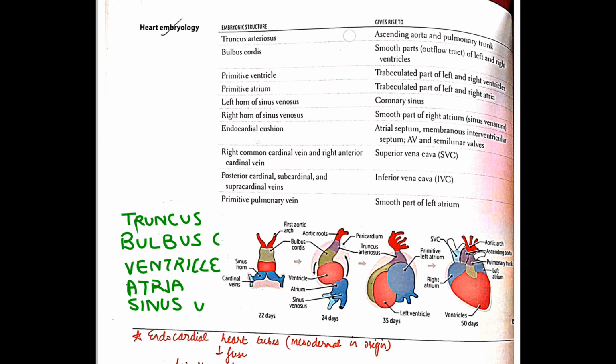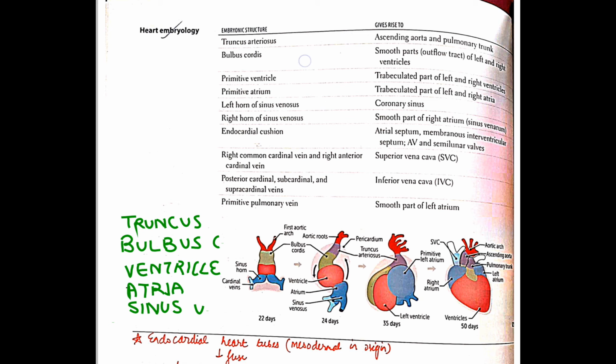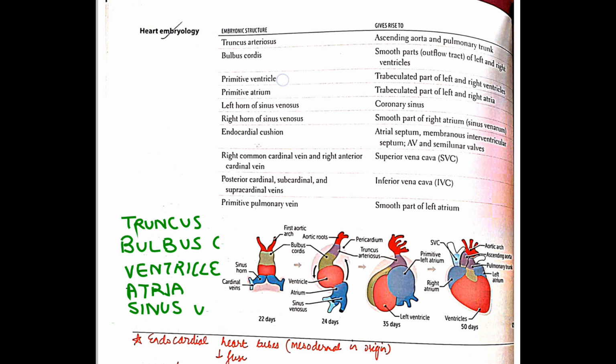So truncus will give rise to the ascending aorta and pulmonary trunk. Bulbus cordis: smooth parts of ventricles. Primitive ventricle: trabeculated parts. Primitive atria: trabeculated parts. Left horn: coronary sinus. Right horn: smooth part of the right atrium. And on the left, we have the primitive pulmonary vein. Pulmonary veins are those which bring oxygenated blood to the left atrium. So the primitive pulmonary vein will form the smooth part of the left atrium.